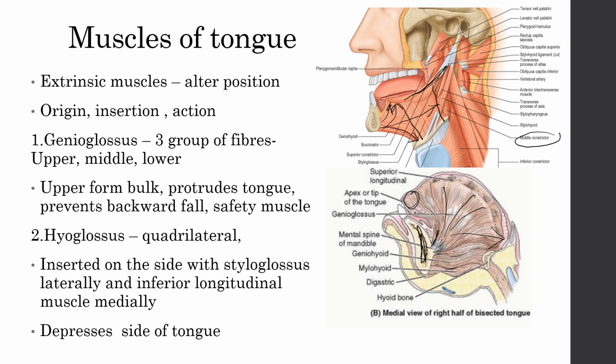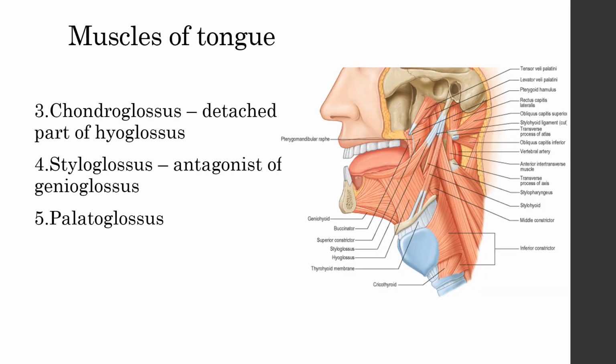Hence, on its lateral side, it is related to the styloglossus, and on its medial side, the hyoglossus is related to inferior longitudinal, which is an intrinsic muscle of the tongue. The action is, because it is attached to the sides, it depresses the sides of the tongue and makes the surface of the tongue convex. Third muscle is chondroglossus, a small muscle which is a detached part of hyoglossus coming from the hyoid and inserting on the side of the tongue.